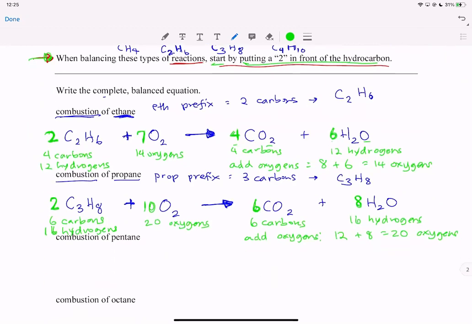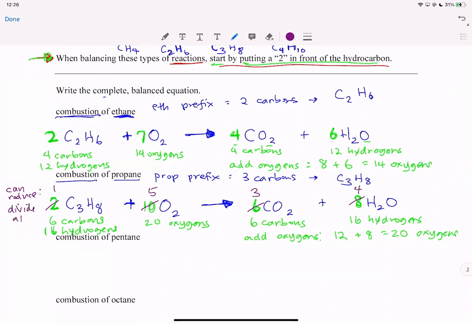Thank you. So one thing you can do for this, which might be familiar to you, is that you can reduce. So you can reduce all of these because they can all be divided by 2. Although you start by putting a 2 in front of the hydrocarbon, you've got to see if you can reduce everything. So this will end up being 1 and 5 and a 3 and a 4. So you can reduce, or you can divide all by 2.